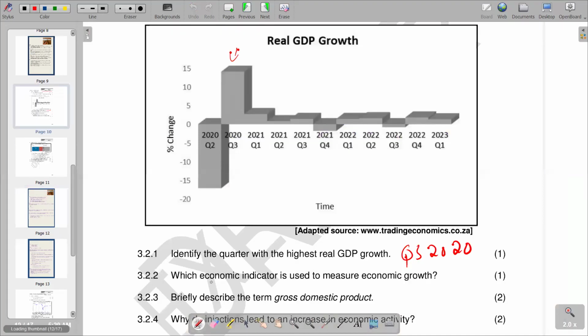Then we go to the next question. It reads, briefly describe the term gross domestic product. We know that gross domestic product explains the total monetary value of the goods and services that are being produced within the country, that is, inside the country, within the country's boundaries, and that is the domestic. So this is the explanation that we have.